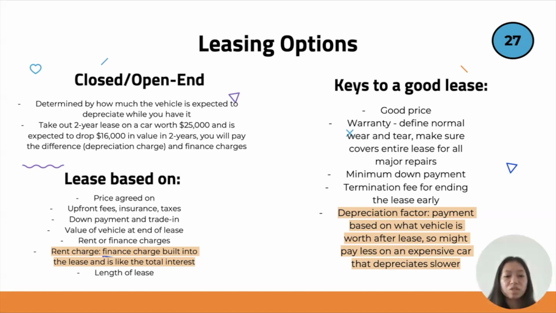The lease is based on the price agreed on, upfront fees, insurance, taxes, down payment and trade-in, the value of the vehicle at the end of the lease, rent or finance charges, and the length of the lease. The rent charge is the finance charge built into the lease, and it's like the total interest.